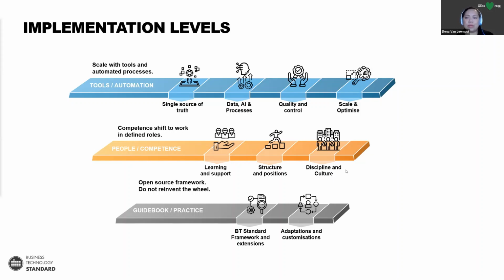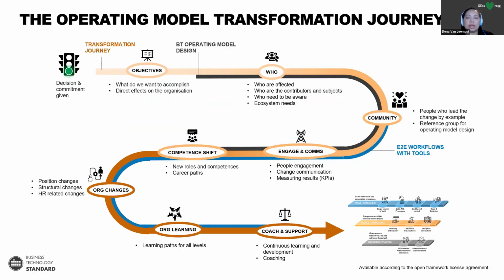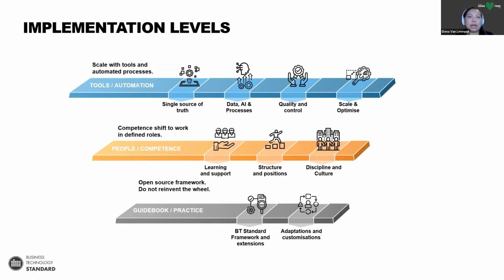Then when we talk about the competence and people level, what is it that we need to do there? What does it involve? It's very critical to ensure that the people in the organization have the necessary support, skills and competence to work in the new operating model. As you can see, the color is the same as the previous chart, the brownish orange, which refers to the actual people involvement. So people competence, the shift of competence to work in their defined roles.